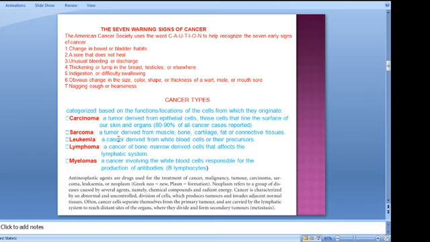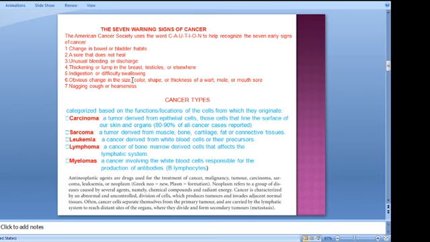That means they do not spread, because we have to see the two different kinds, the benign tumors and the malignant tumors. The benign tumors are slow growing and non-invasive tumors that do not spread. Examples we can see are fibroma, chondroma, osteoma, like that. These all are benign tumors. So these are the basics of cancer.